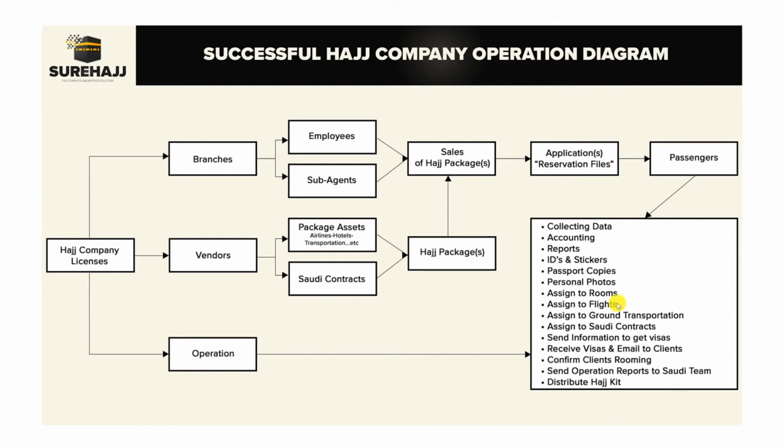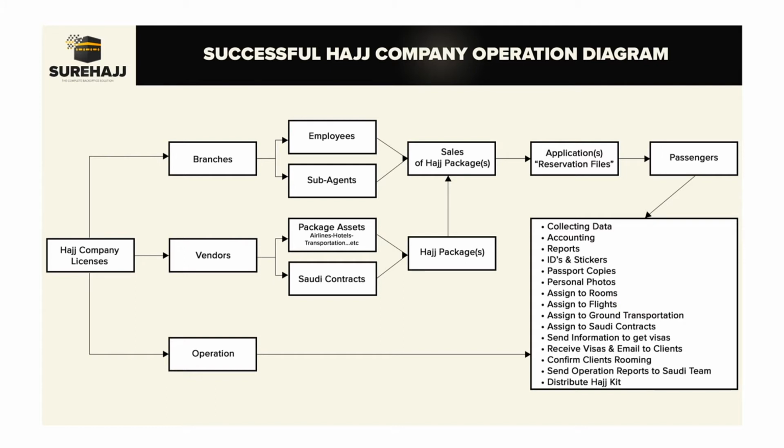While the sales process is going or when it's done, that's really your choice, you can work on the operation, such as assigning clients to a Hajj company license. So if you have more than one Hajj company, you can choose a certain group to go on a certain license. You can assign Hujjaj to rooming. You can assign them to airline routes. You can assign them to buses and all the other operation steps.